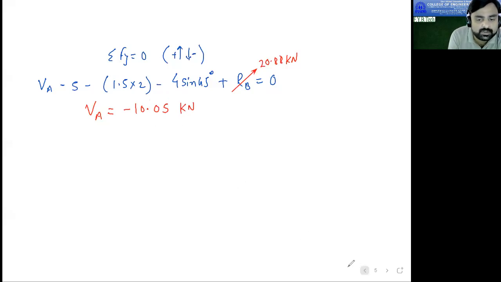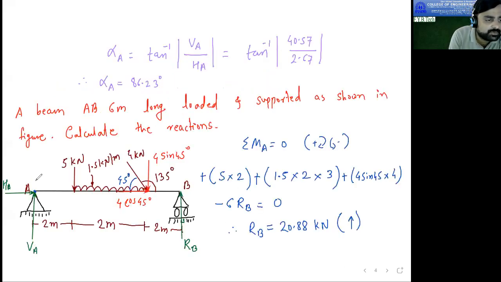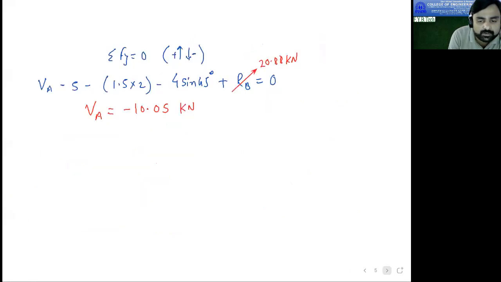Now here you can see in the problem, we have assumed that VA is moving upward. But the answer for VA has come out negative. What does this mean, will VA be upward or downward? Down. We have to change the direction of VA because we have got the negative answer. So therefore VA is 10.05 kilonewton. This minus sign is for the direction, it is not upward, it is moving downward.